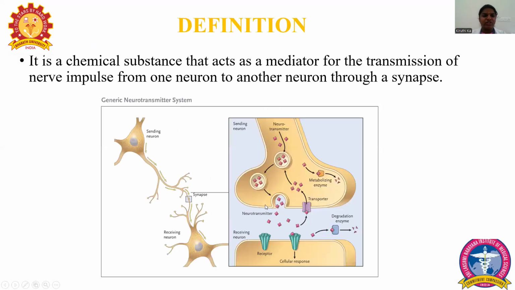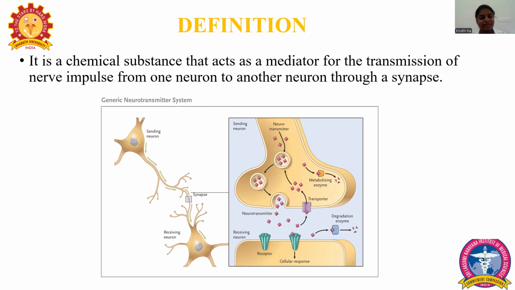First, the definition: it is a chemical substance that acts as a mediator for the transmission of a nerve impulse from one neuron to another neuron through a synapse. It is a chemical substance liberated at the nerve endings that helps to transfer the message in the form of a nerve impulse from the presynaptic neuron to the postsynaptic neuron. Neurotransmitter substances are also released from the neuron supplying a muscle or a gland.